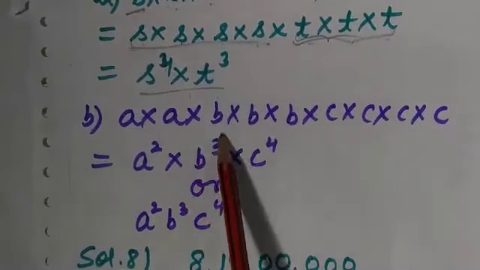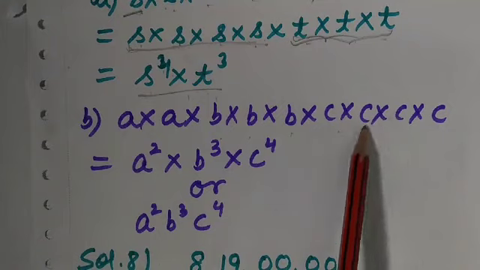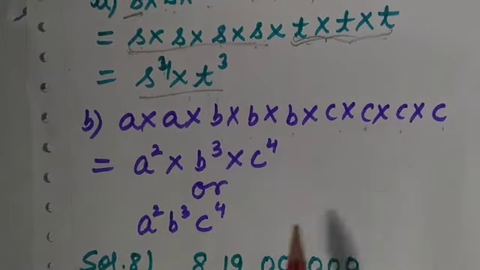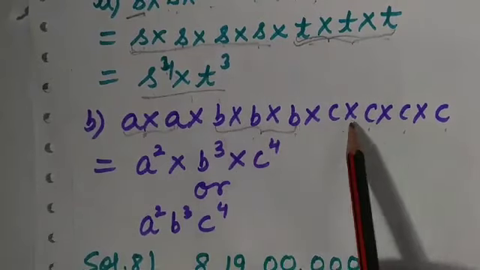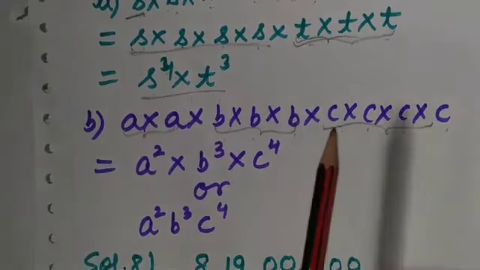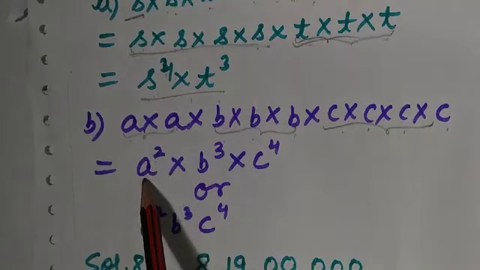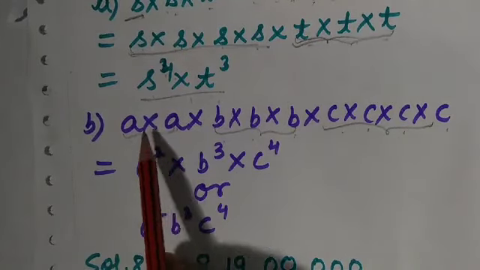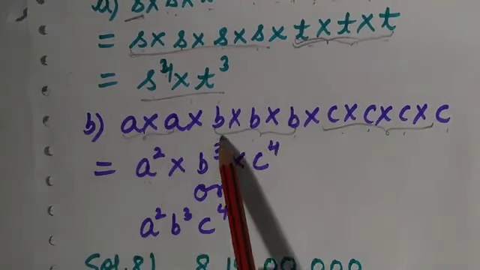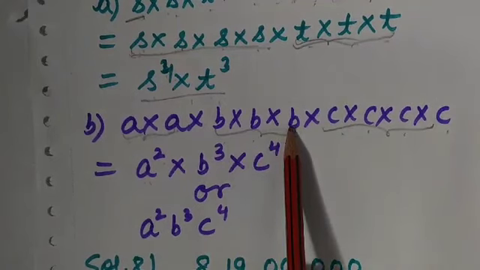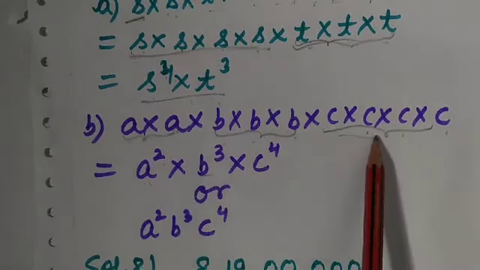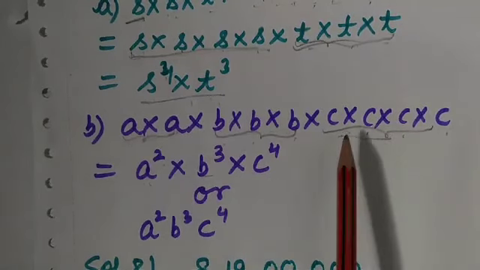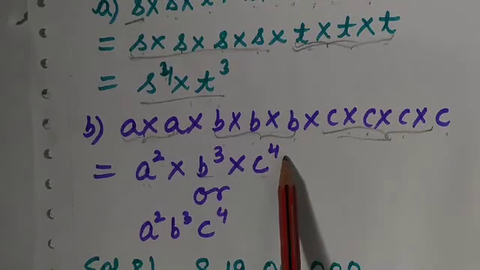A into A into B into B into B into C into C into C into C. Here we have A multiplied 2 times, B multiplied 3 times and C multiplied 4 times. So first for A, it will be A raised to the power 2 because A is multiplied 2 times. B is multiplied 3 times, so it can be written as B raised to the power 3. C is multiplied 4 times, so it can be written as C raised to the power 4.